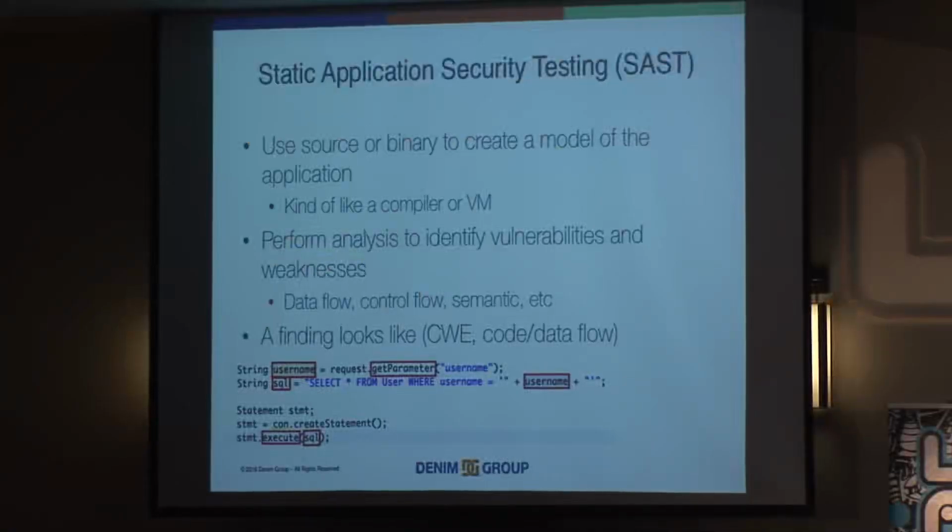Looking at static application security testing, again, you're going to take the source or the binary, do some analysis on that to create a model, and then perform additional analysis in order to identify potential weaknesses and vulnerabilities. And so you're going to do things like data flow analysis. Here we see we've got this request.getParameter call, that's going to return a tainted input. That gets assigned to the username variable, which is also then considered tainted. The username variable, along with some static text, gets appended together and assigned to the SQL variable, and then that tainted SQL variable gets passed into the sensitive function, which is execute. Again, that's a classic example of a data flow analysis to find a SQL injection vulnerability.